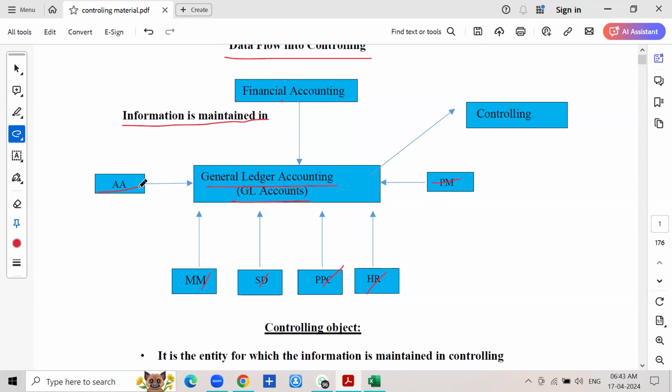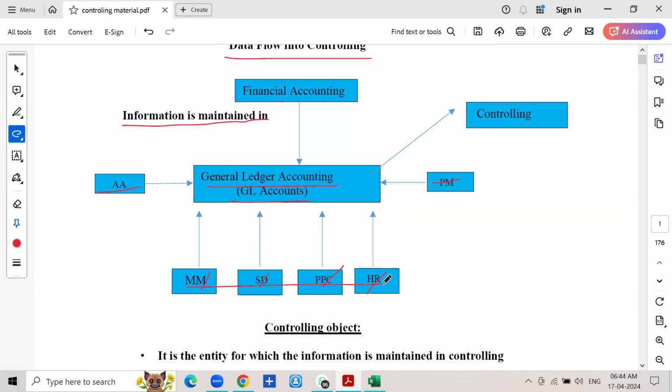Now, not only these modules which I mentioned here, all the modules of SAP are integrated with the general ledger accounting, right? We will see how they are integrated in controlling also. We will see how they are integrated with materials management, SD, PP, etc.